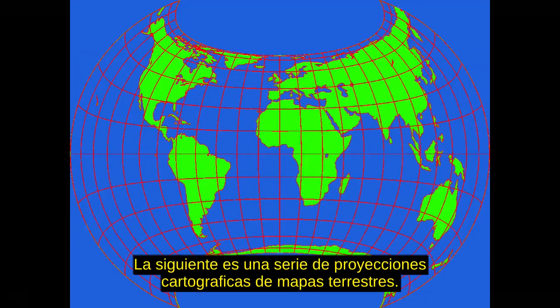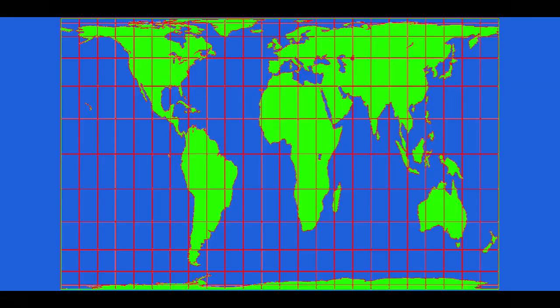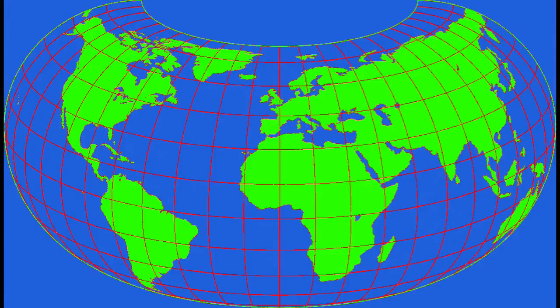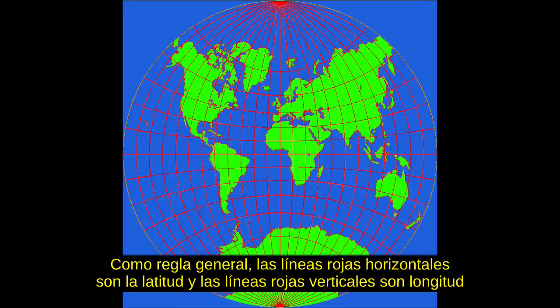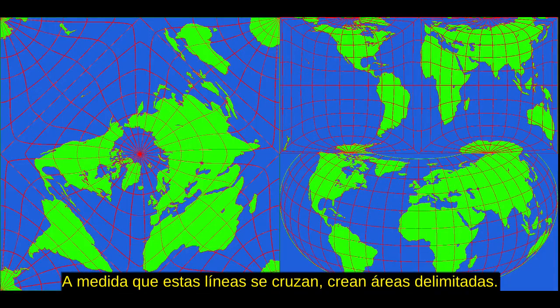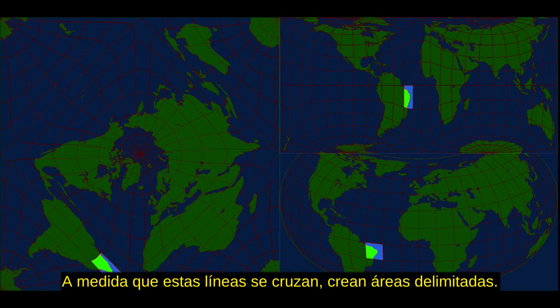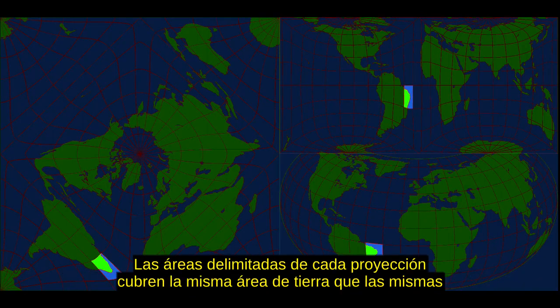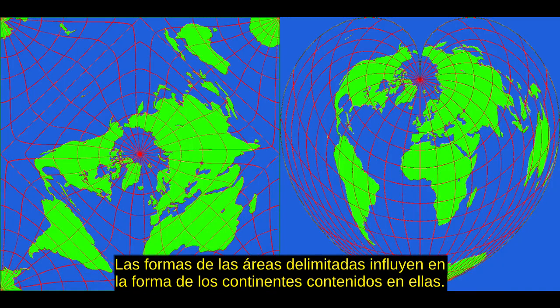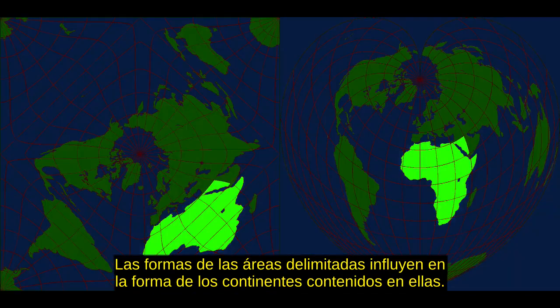The following is a series of Earth map projections. As a general rule, the horizontal red lines are latitude and the vertical red lines are longitude. As these lines intersect, they create bounded areas. The bounded areas of each projection cover the same area of Earth as the corresponding bounded areas on the other projections. The shapes of the bounded areas influence the shape of the continents contained therein.